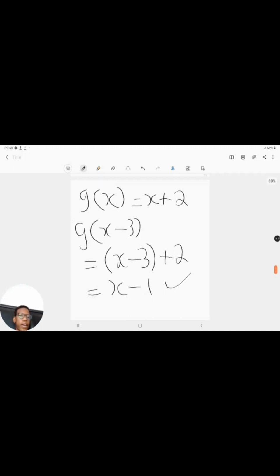And then if I simplify this further, I'm going to have x minus 1, and this is my answer. This is just me showing you different examples of function notation just so you get used to working with them. What if I give you two functions?